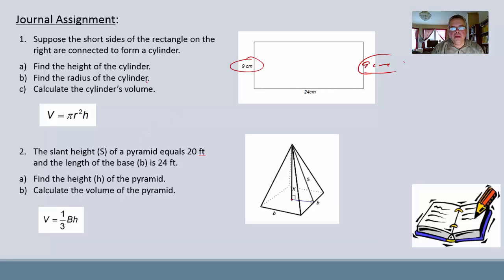So find the height and the radius of the cylinder and calculate its volume. You've done a few of these now. Here is the new problem. The slant height is 20, so S is 20 on this. And the base here is 24. So that little length right there from the center of the square to the side is 12. Okay, go ahead and figure out the height and the volume of the pyramid. Good luck.